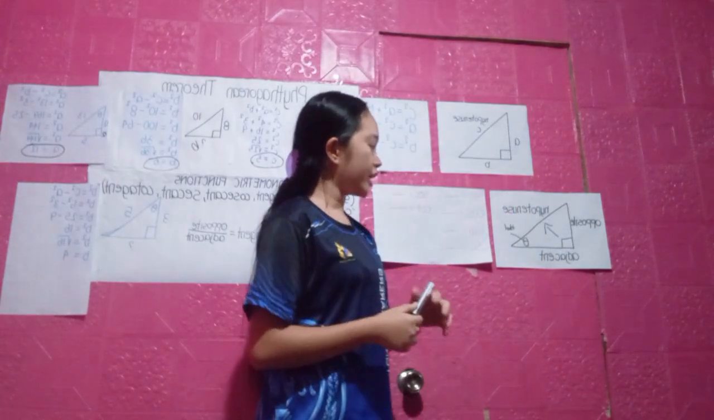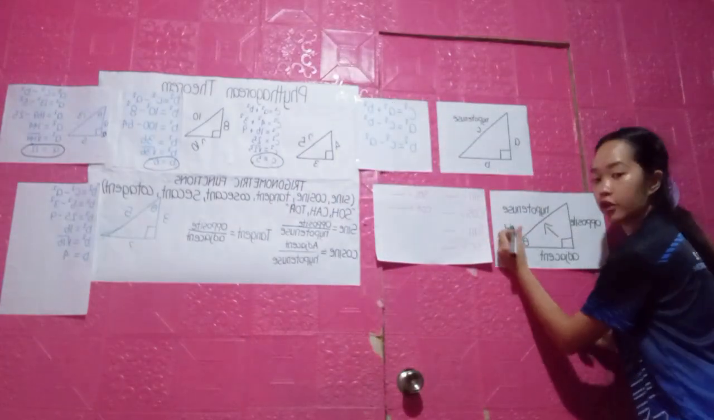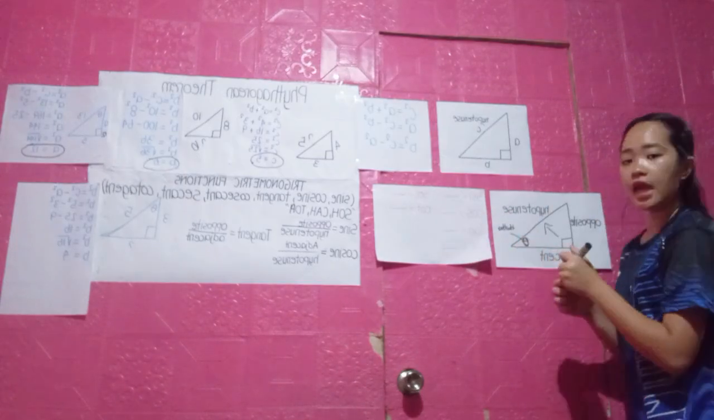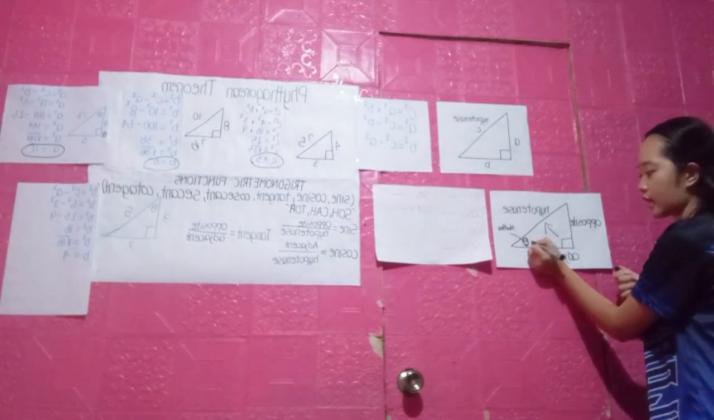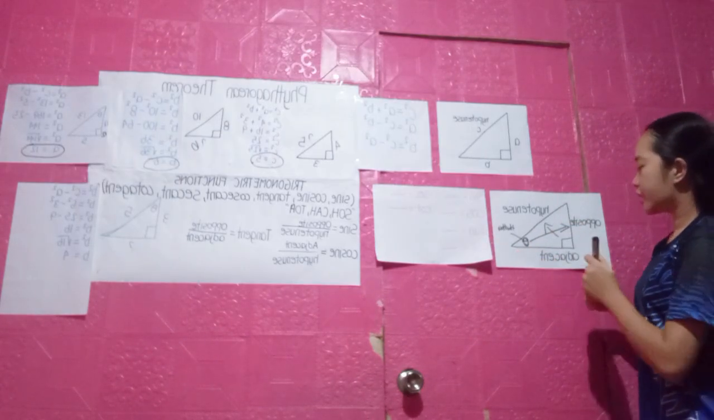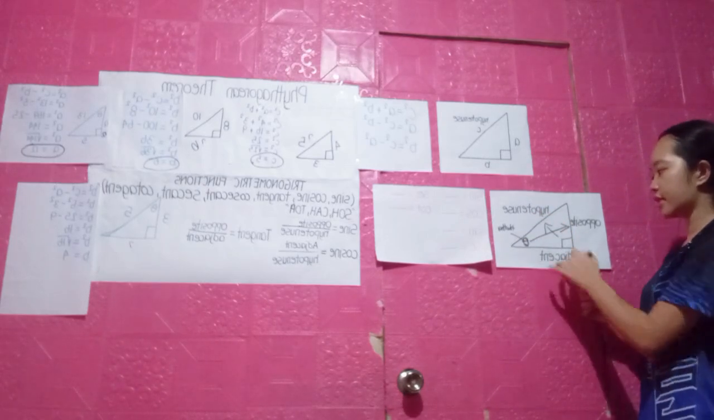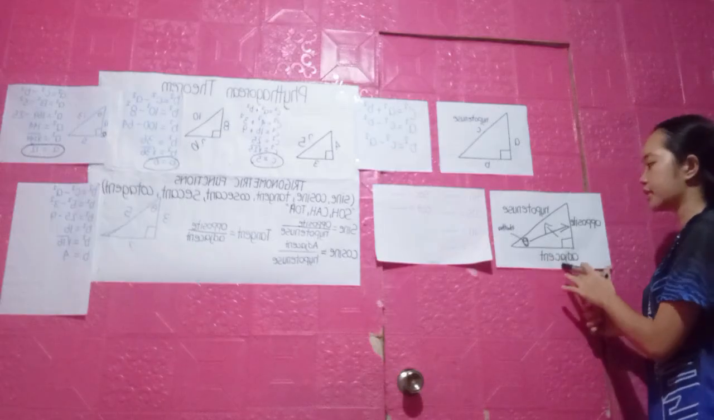And then, we can determine that this is opposite if the theta, this one is called the theta, is facing that side. As you can see, this is the theta and it faces this side. That is the opposite. And the adjacent is the side that is next to the theta and is not the hypotenuse. So, that is adjacent.